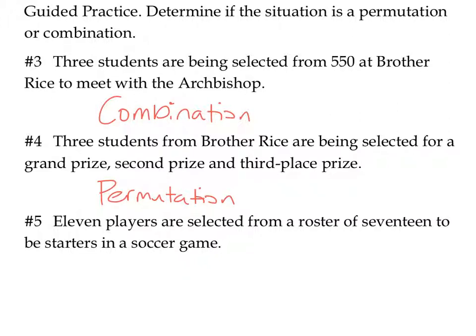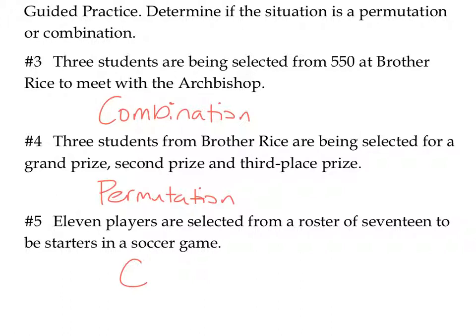11 players are selected from a roster of 17 to be starters in a soccer game. Again, it doesn't matter if you're the first player picked or the 11th player picked, you're going to be a starter. So order does not matter. This is a combination. I'll just put a C for combination. If you're one of the 11 players picked, you're starting the soccer game. So order does not matter.